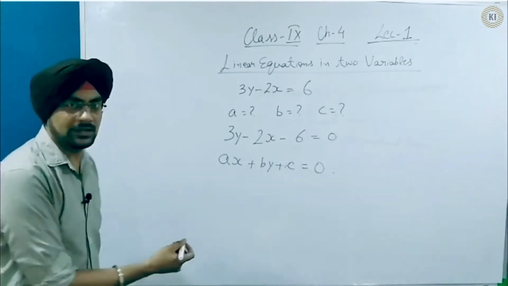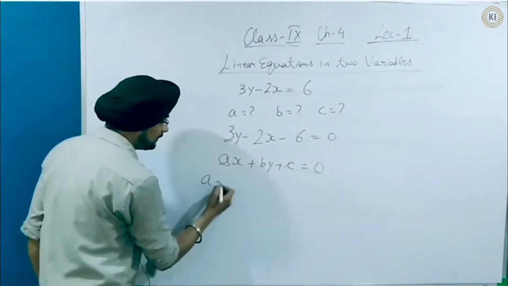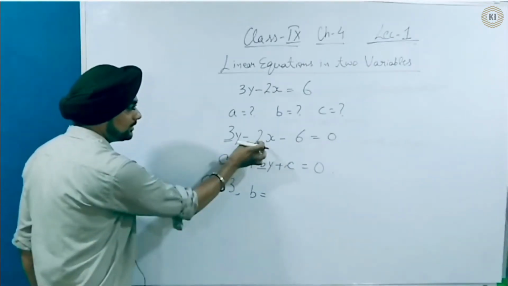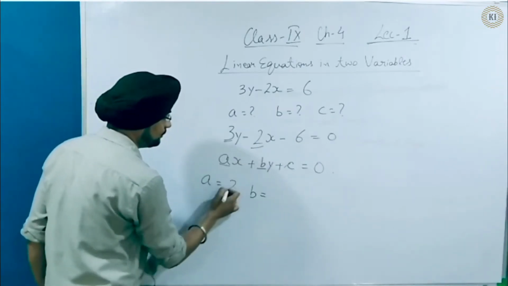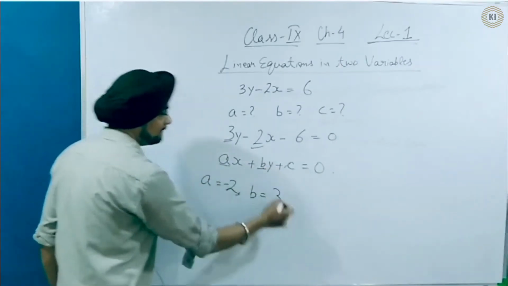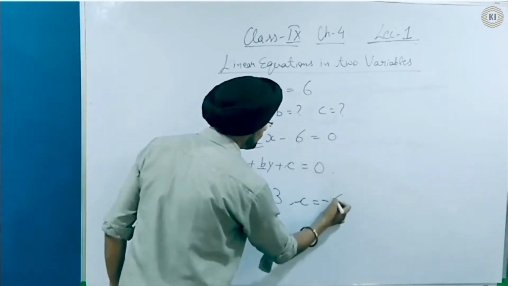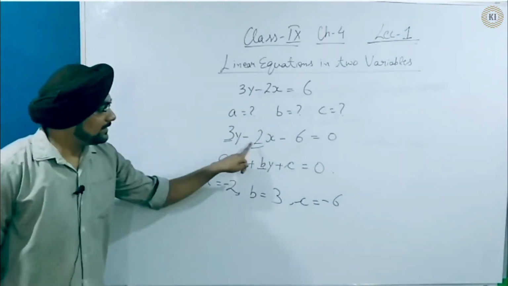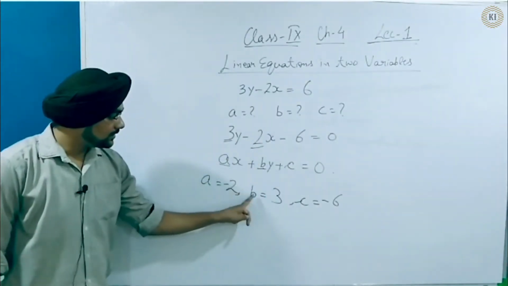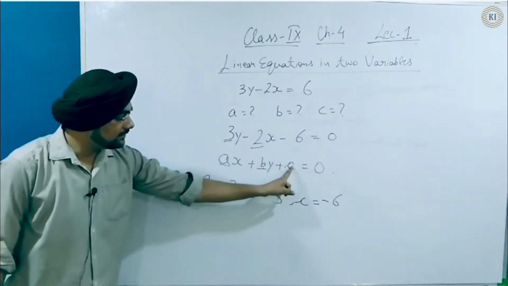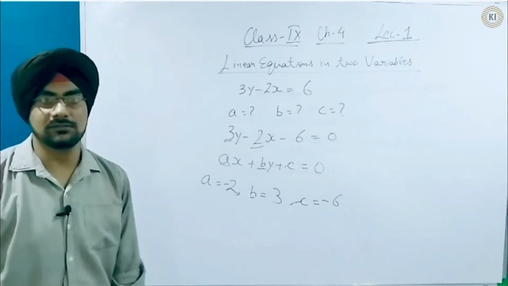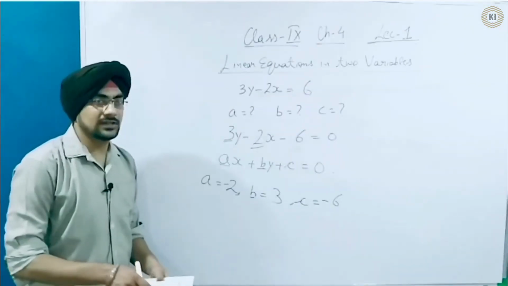So we have to just compare. Comparing from x, the value of a will be minus 2, the value of b here will be 3, and the value of c, that is the constant term, will be minus 6. Again see, 3y minus 2x minus 6 is equal to 0. So the value of a will be minus 2, the value of b will be 3, the value of c will be minus 6. We have to just compare with our general format ax plus by plus c is equal to 0. Now let us see another example here.